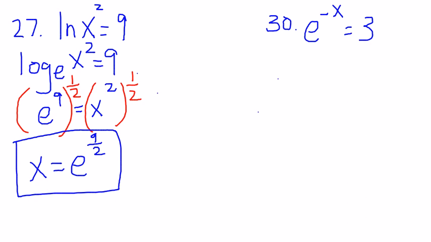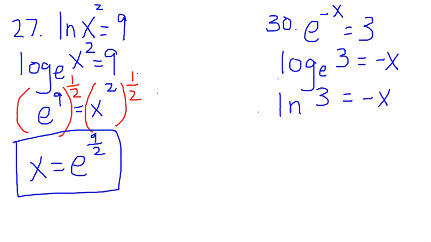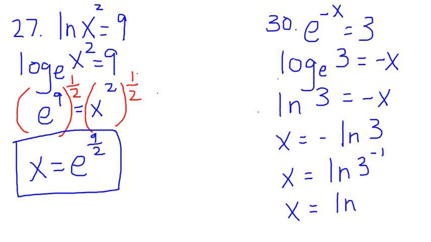30, it wants us to solve for x. So when we do this, if we write it in logarithmic form, that would be log base e of 3 equals -x. Well, please don't leave it as log base e. So the natural log of 3 equals -x. So x equals -1 times the natural log of 3, which is the same thing as the natural log of 3 to the -1st, which is natural log of 1/3.